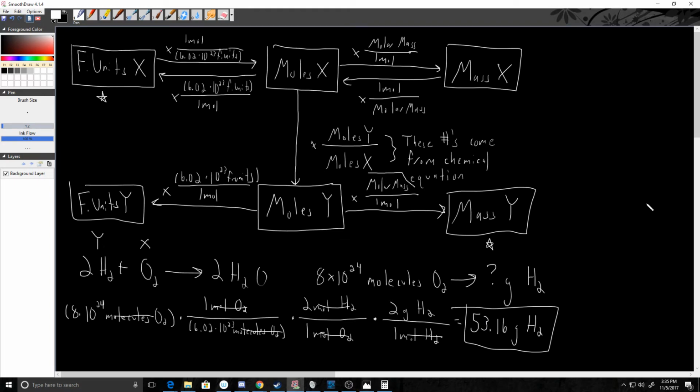That's pretty much how you do stoichiometry. It's just, with that flowchart, figuring out where are you starting, where are you ending.